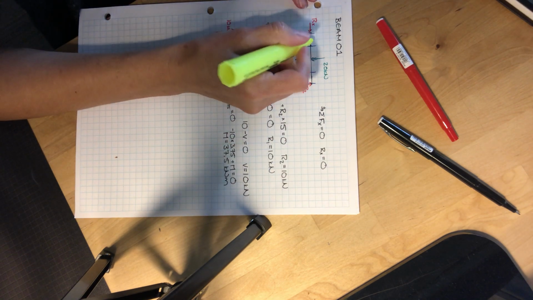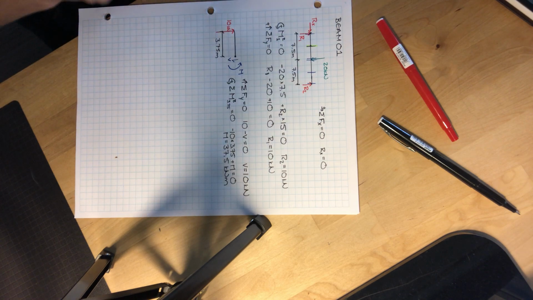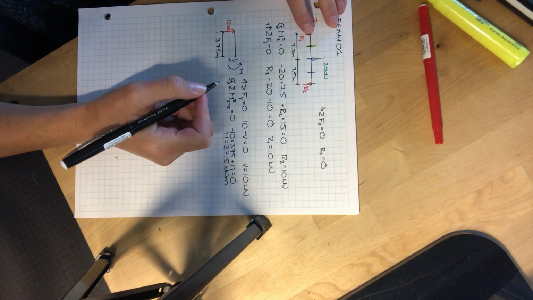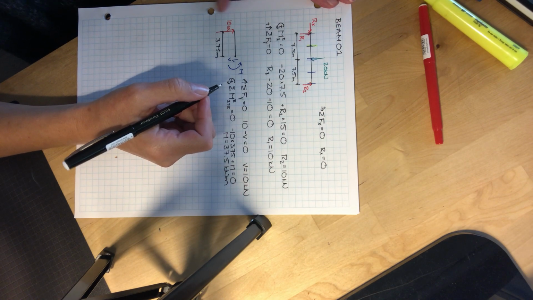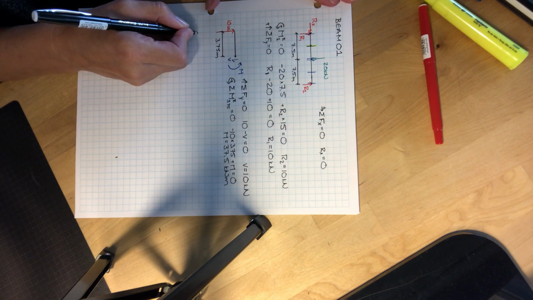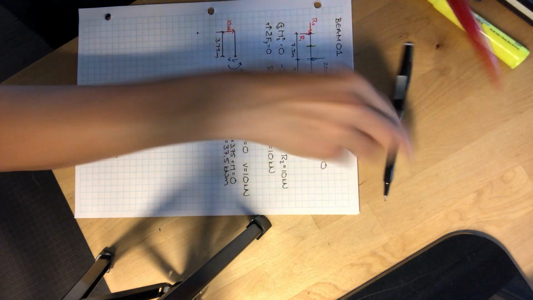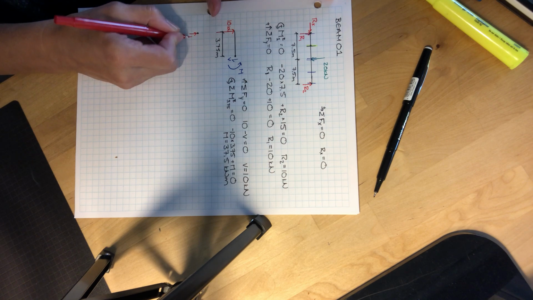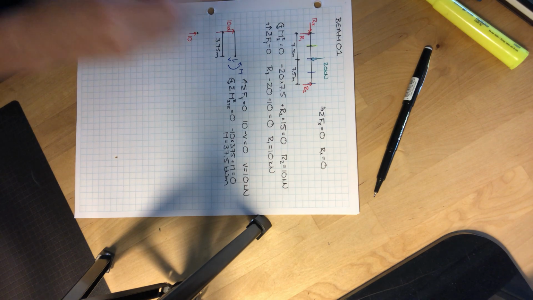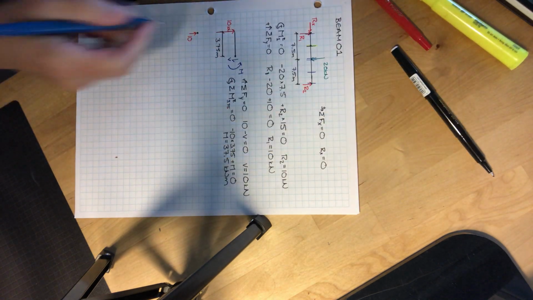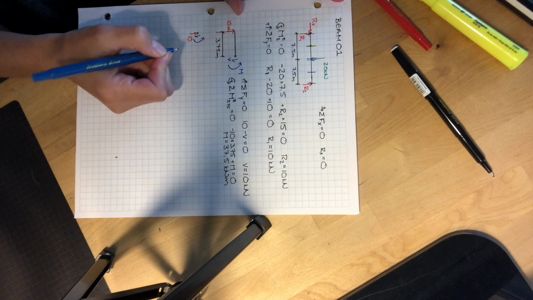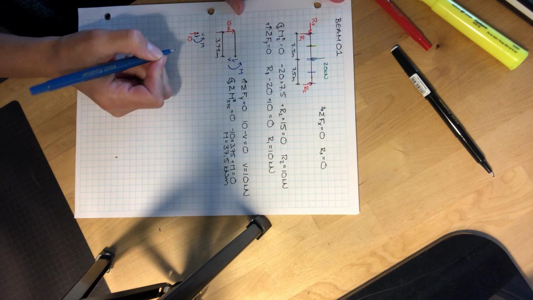So we've already made this cut right here. Let's do the one on this side of the reaction. So let's make our cut right here. We have our R1 here, which is 10 kilonewtons, and we have an unknown shear and an unknown moment.